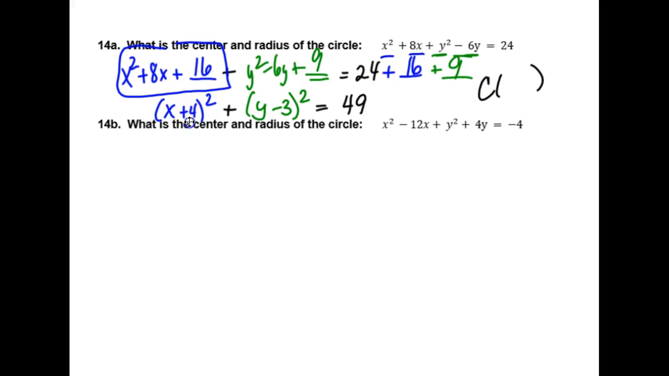The center is located at opposite signs, negative 4, positive 3. And the length of the radius is the square root of this term, which is 7. Awesome. I think that question is multiple choice on your test.